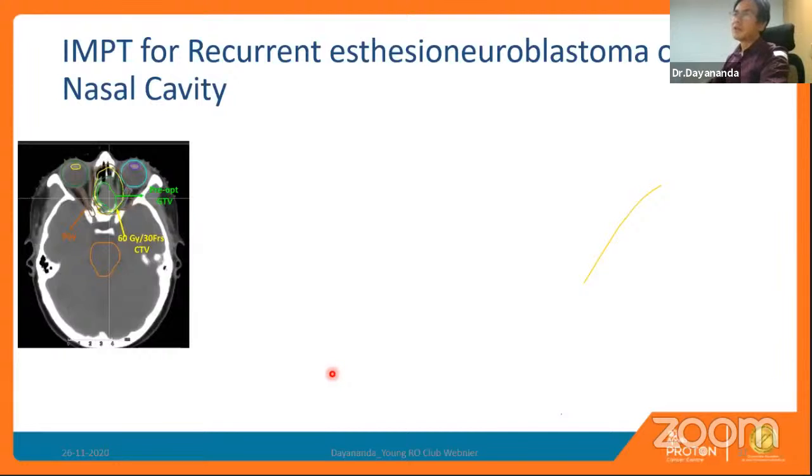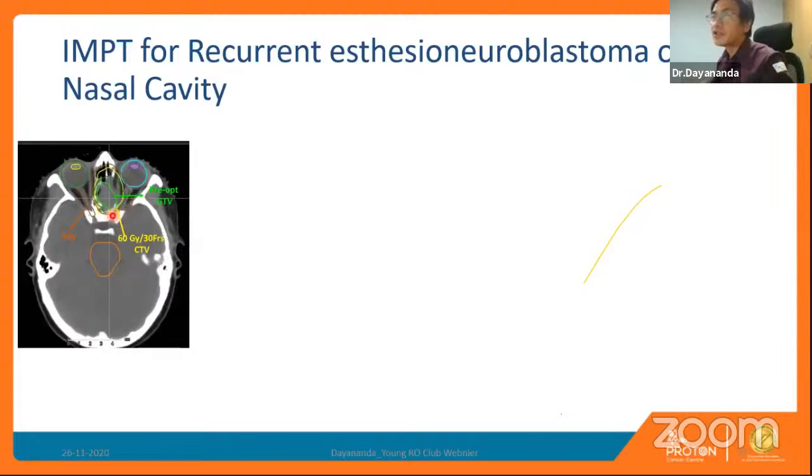And of course, recurrence or re-irradiation is considered to be one of the biggest challenges in radiation therapy, and we are likely to see such patients because the survivors are increasing. When the survivors are increasing, the patient is likely to come back for a second irradiation. So this is one example which we have treated in our center, a young lady who was irradiated almost 3 years back for the nasal cavity.